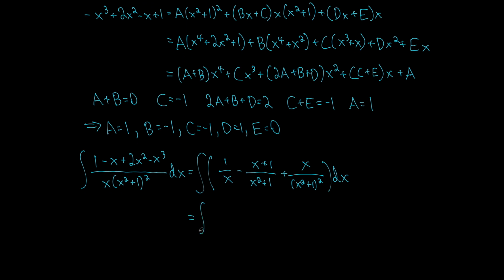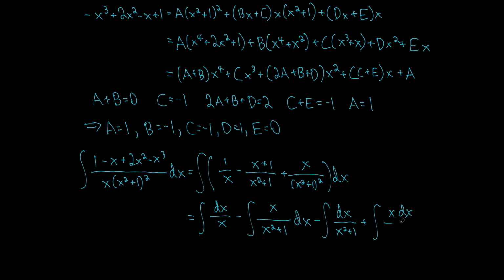So we get the integral of dx over x minus the integral of x over x squared plus 1. And I'll separate off the 1 over x squared plus 1. Since the negative is multiplying both, I'll write it also for the x squared plus 1 integral. And I just have one integral left, x over x squared plus 1 squared.